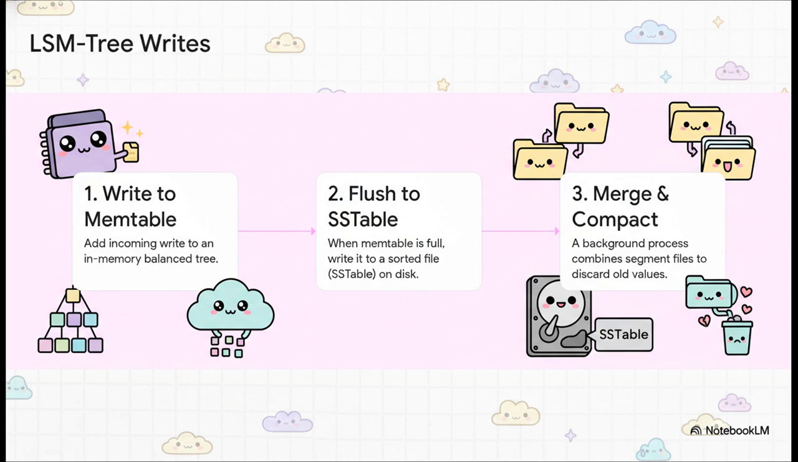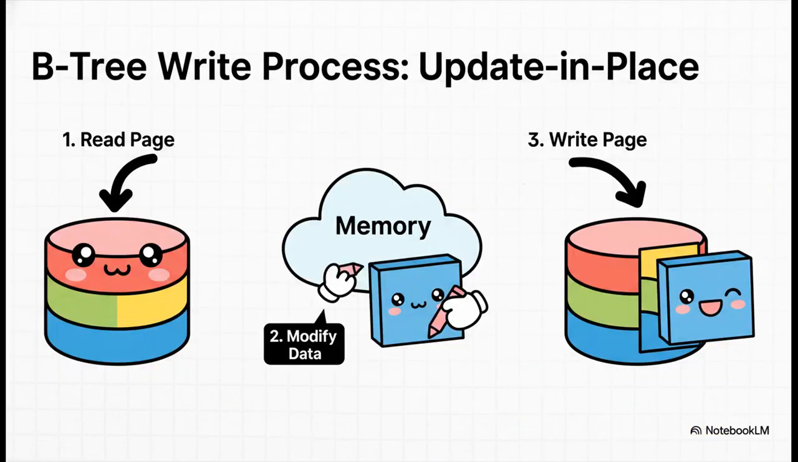Then, over time, there's a background process that tidies everything up by merging all these little files into bigger, more organized ones. The key idea here is that the database is always just adding to the end of a log, which is basically the fastest possible way you can write to a disk. Now the librarian, the B-tree, does the complete opposite.